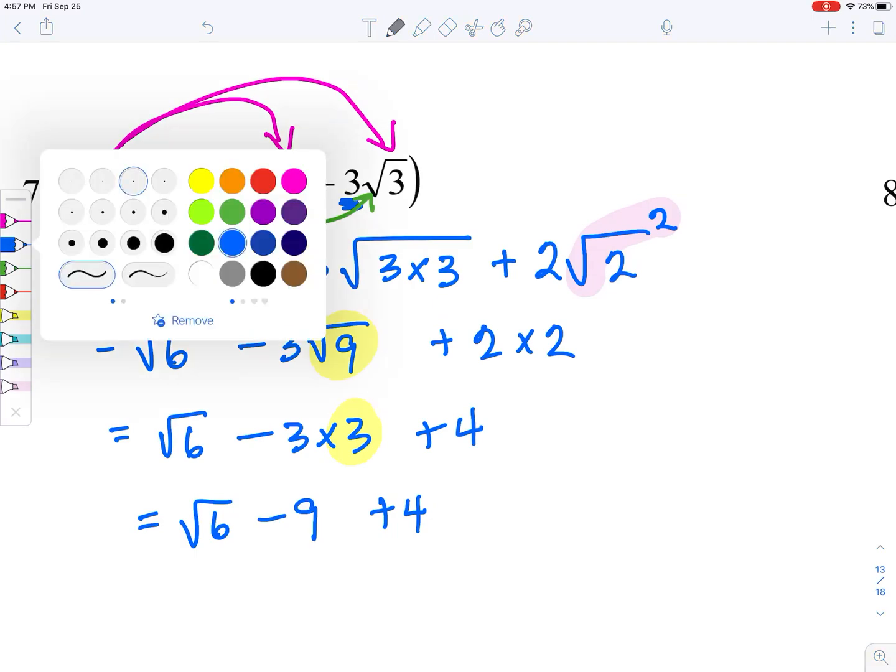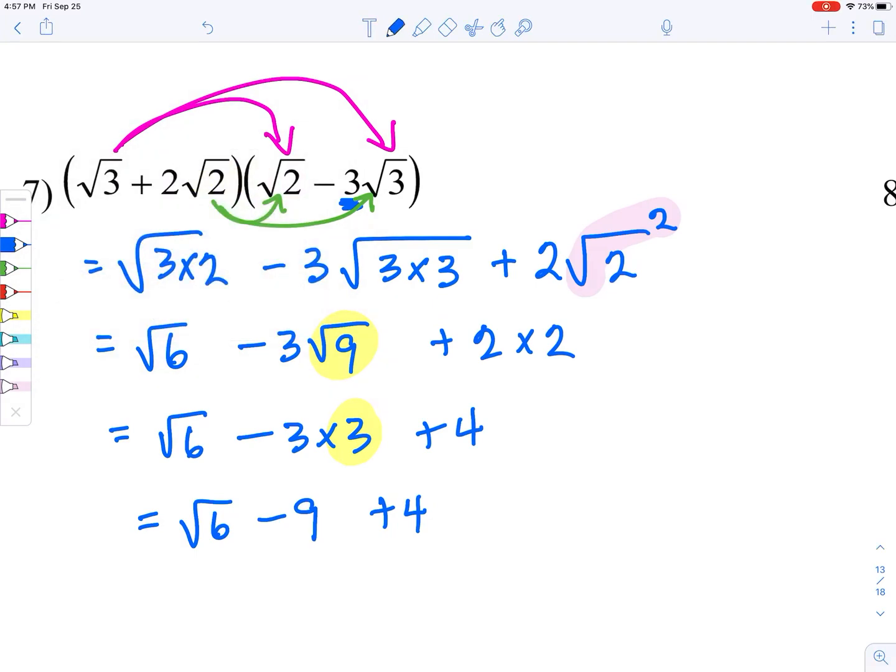The final distribute, that final green arrow, plus 2 times minus 3 because the coefficients multiply together. So that gives minus 6. And inside is 2 times 3. So minus 6 root 6.